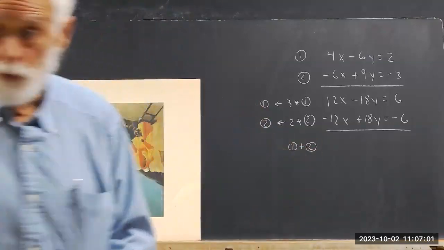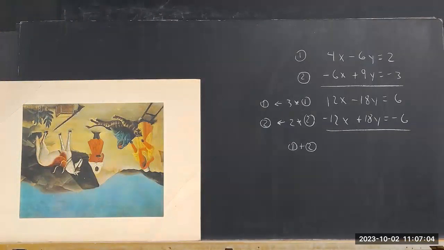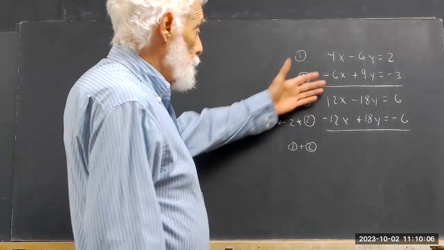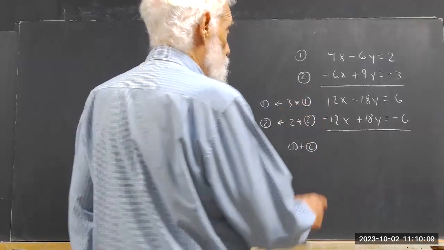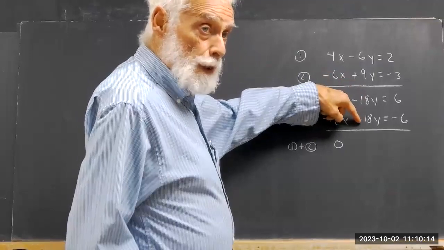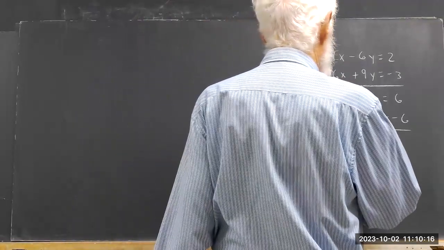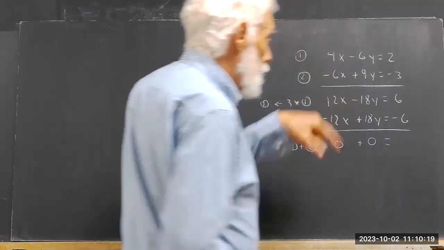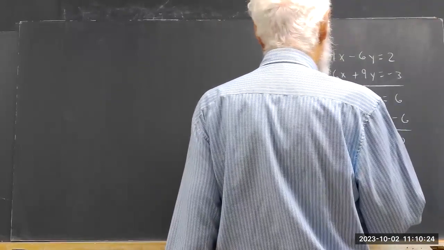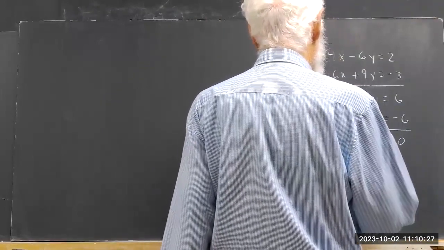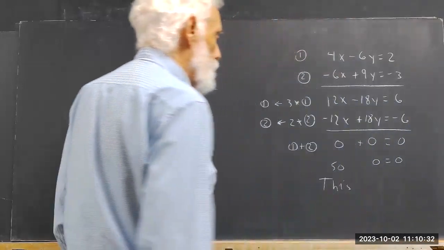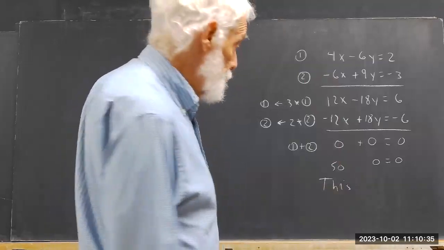So what do you get when you add these two equations? Okay, so what happens when we add these two equations? 12x and negative 12x gives us 0. Negative 18y and 18y is 0. We don't need a calculator to figure that out because they're equal and opposite. 6 and negative 6 is 0. So 0 equals 0. That's what we get when we add the equations.